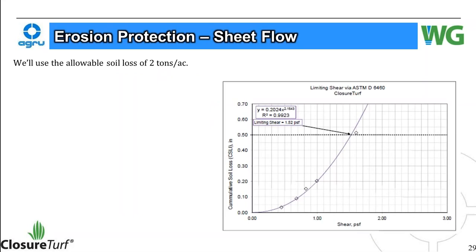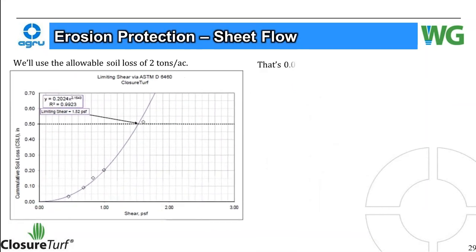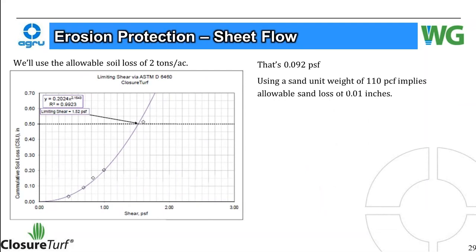Well, to do that, we'll use the typical 2 tons per acre. That's equivalent to 0.092 pounds per square foot. With a sand unit weight of 110 pounds per cubic foot, that implies an allowable sand loss of 0.01 inches. You can't even measure that. If the sand ballast thickness is 0.5 inches, that's a loss of 2%.